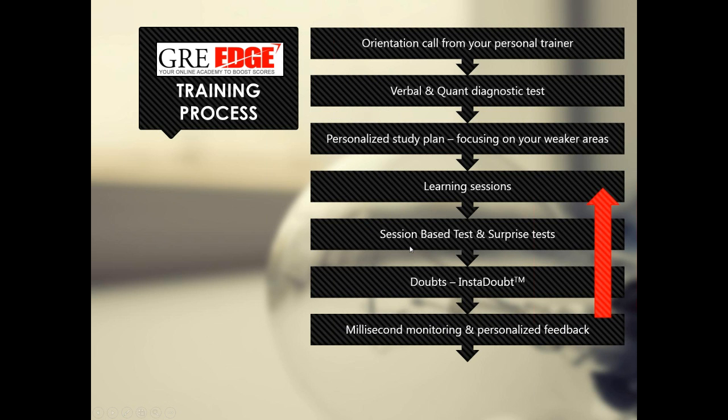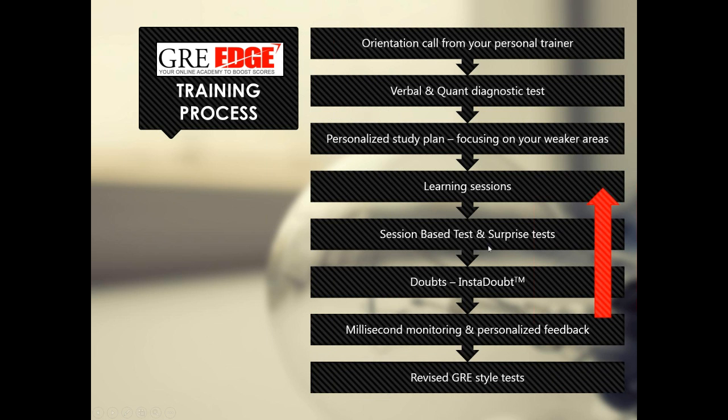Next thing is millisecond monitoring and personalized feedback, which I spoke about. Since we know exactly what you're doing every millisecond of your presence on the website, the learning tracker will know exactly where you're spending your time, whether you're spending your time reading the passage or choosing the right option. Based on that, your trainer will give personalized feedback, which goes again to learning session, practice, learn, practice, and get feedback. That's the formula.